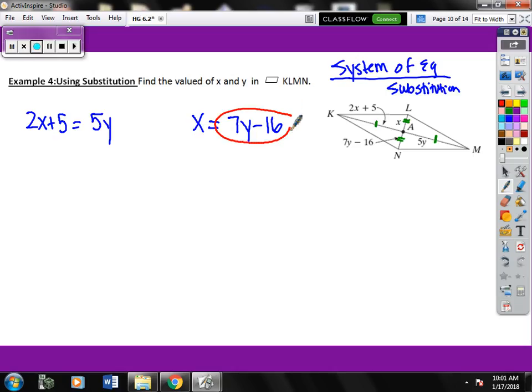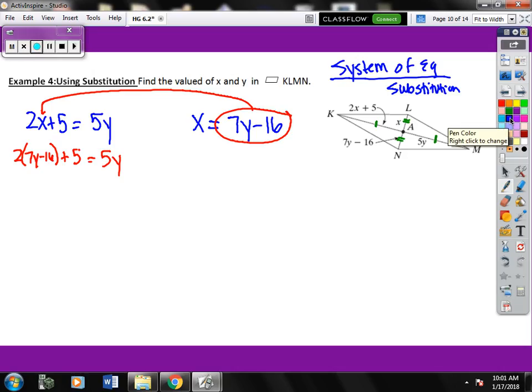You take what's on the other side, and you substitute this whole expression, using parentheses, in for x in the other equation. So this will become 2 times (7y minus 16) plus 5 equals 5y. Solving by substitution. We did see this in one of our other units this year. And all I have to do is solve. Distribute, combine like terms.